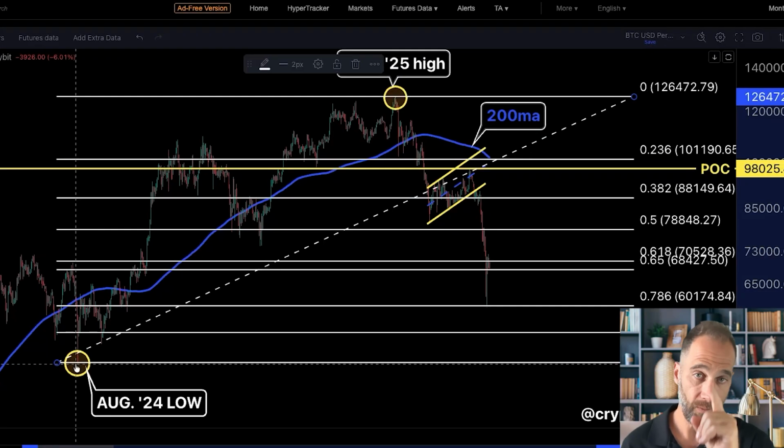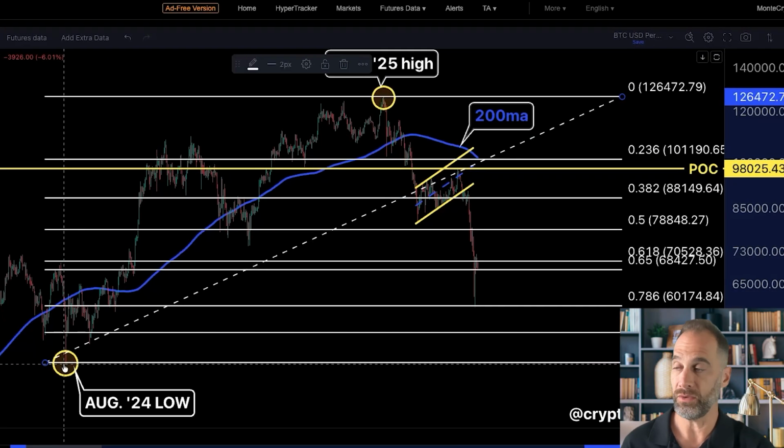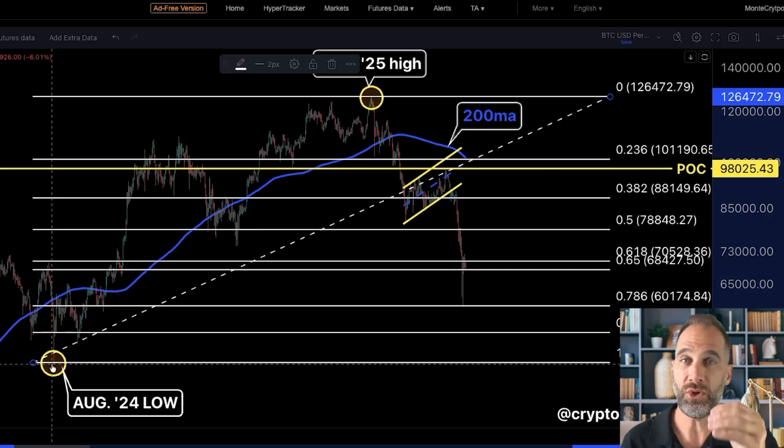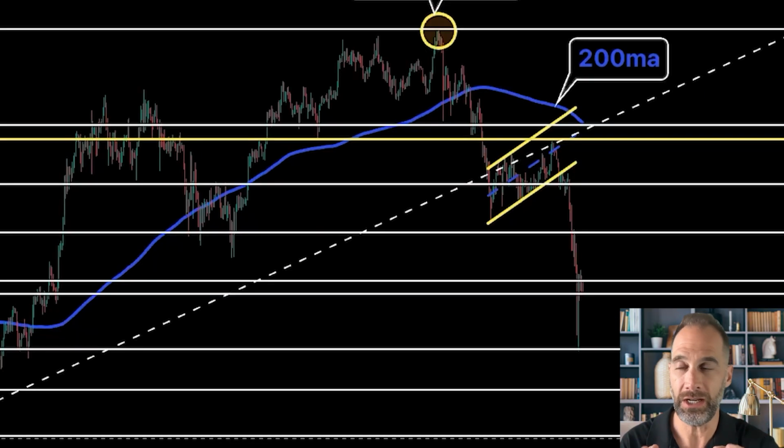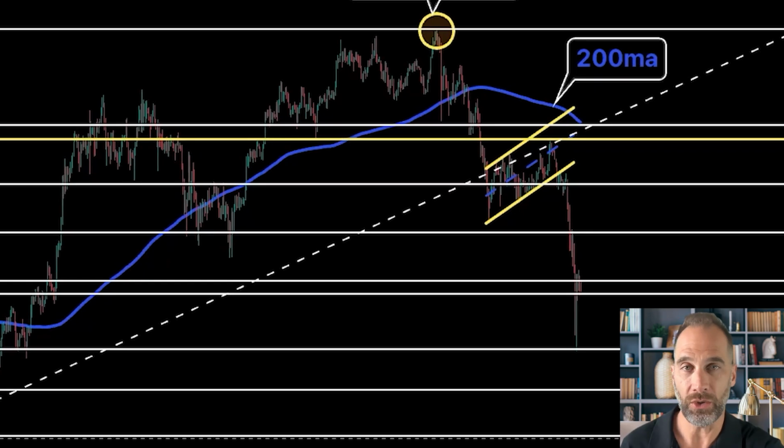That's how you're going to use your first level of confluence. You have your different time frames, but you have your Fibonacci. Always use Fibonacci. All right, we're going to keep it simple today. I'm going to move on. There's a lot going on here.